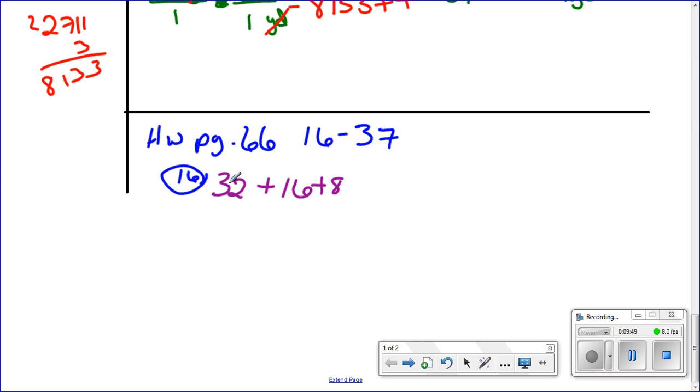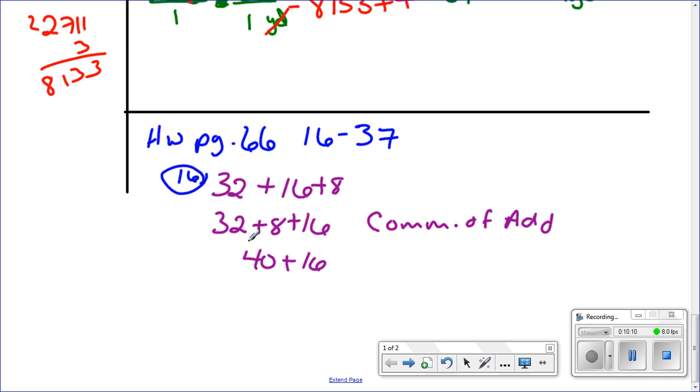Well, here there are two ways I can do it. I could do 16 and 8 because those are easy to do. I could do 32 and 8. I'm going to choose to do 32 plus 8 plus 16. And that's using commutative of addition just to change those numbers around, because now 32 and 8 makes 40. So we grouped here, technically you could call it associative of addition, since I grouped these two together to get 40. And 40 plus 16 is 56. And here I just used simple addition.